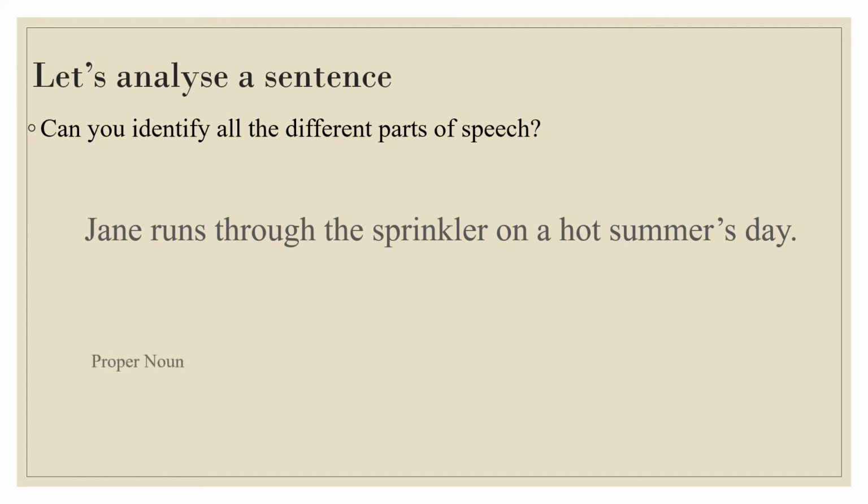Jane is a proper noun because it names something specific. Runs is a verb because it shows the action. And if you want the tense, it's in the simple present tense. Through is the preposition because it shows us where it is happening. The is a definite article referring to a specific noun, which is what the sprinkler is. Sprinkler is a common noun. On is a preposition. It shows us what particular day.